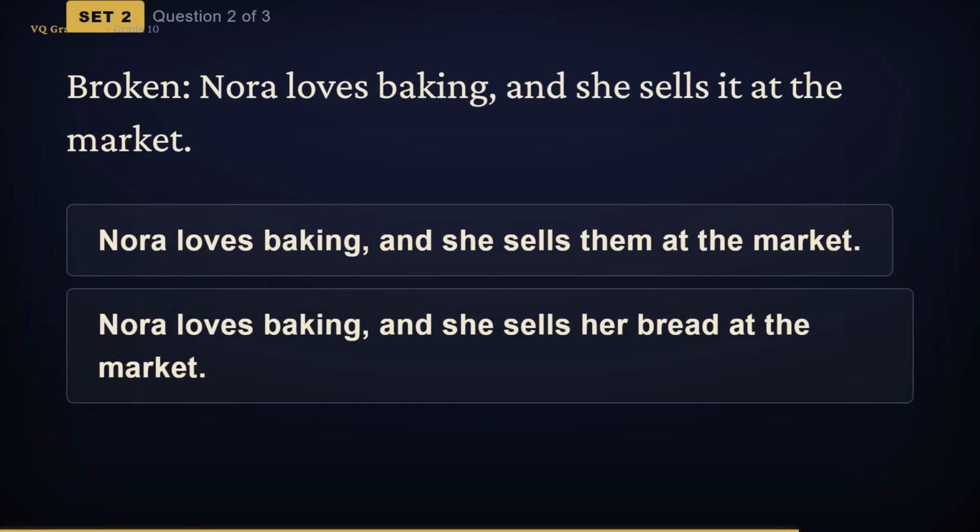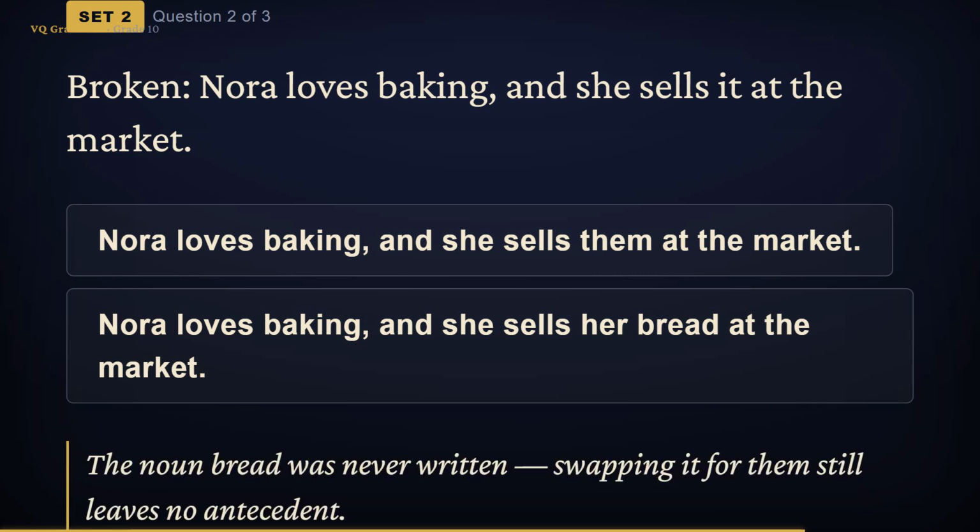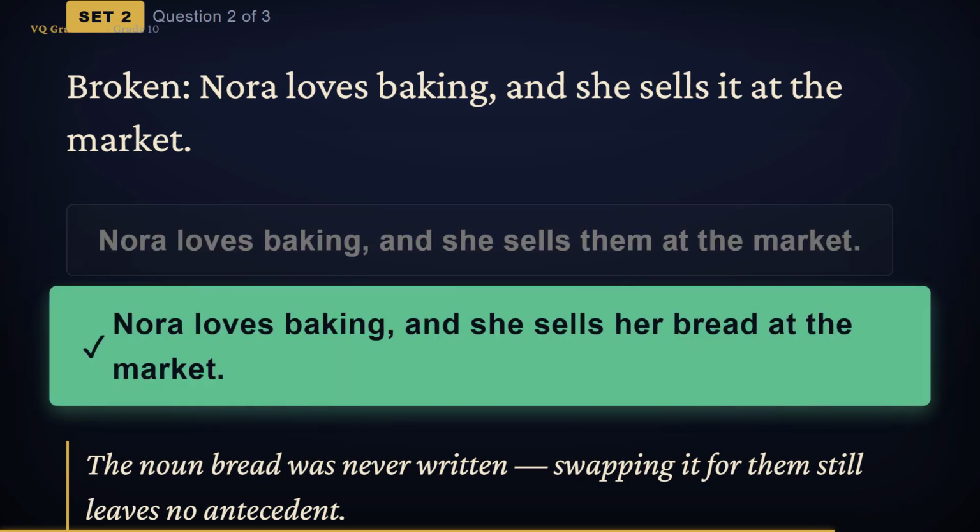Nora loves baking, and she sells it at the market. What is that it? She doesn't sell baking. She sells the thing she bakes, and that thing is never named on the page. Swapping it for them changes nothing, because there is still no noun to point at. You have to supply the noun. She sells her bread at the market. So the second option is the correct one.